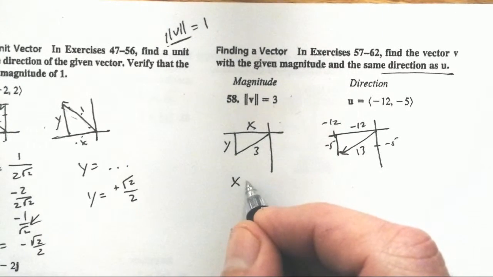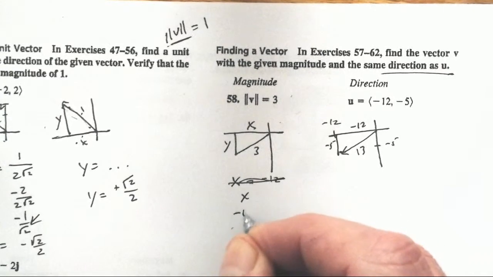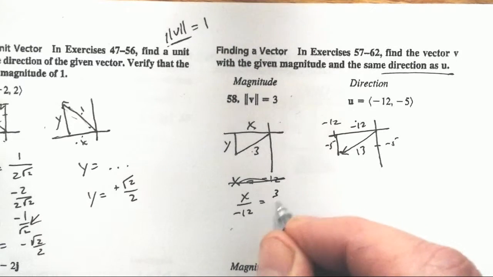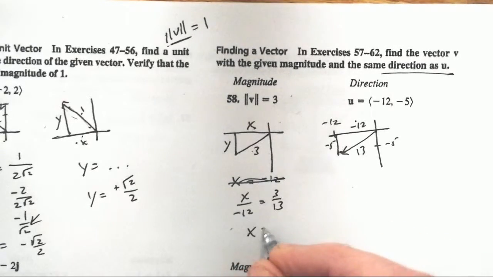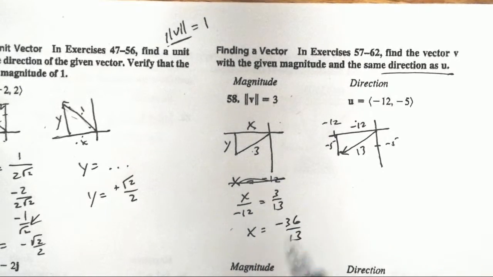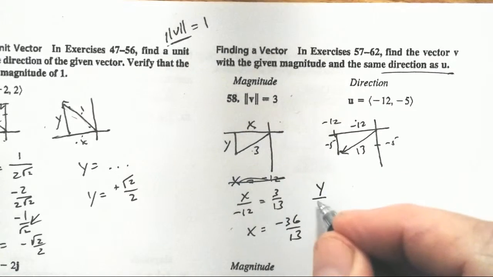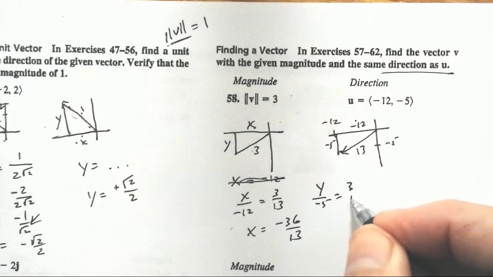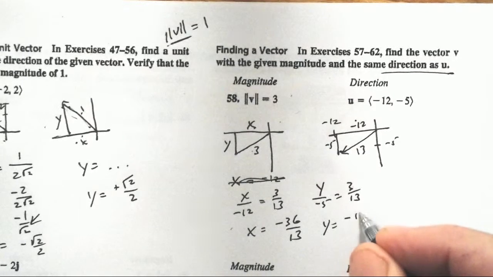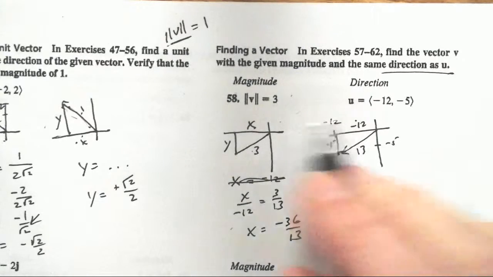So x is to negative 12. Whoops, do that again. X is to negative 12 as 3 is to 13. X is negative 36 on 13. Y is to negative 5 as 3 is to 13. Y is negative 15 on 13.